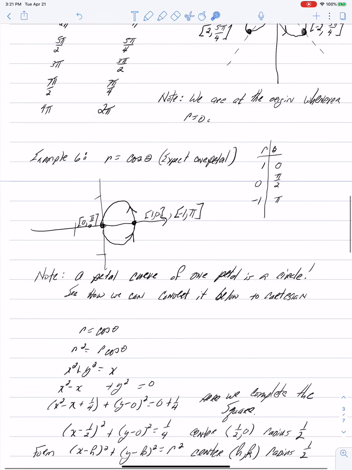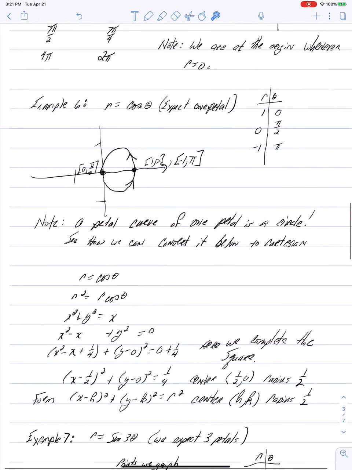All right, now how can I just look at that and tell that's a circle? Here's a little review, if you will. Well, I could convert it to Cartesian. How would that go? r is cosine theta. The trick is multiply both sides by r. Why? Because then you get r squared is r cosine theta, but r squared is x squared plus y squared. I like r squared if I want to convert to Cartesian, because I know r squared is just x squared plus y squared. r cosine theta is just x.